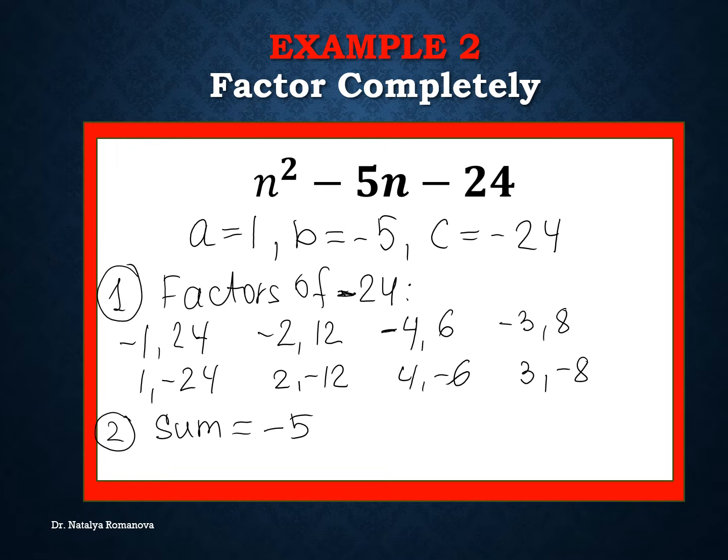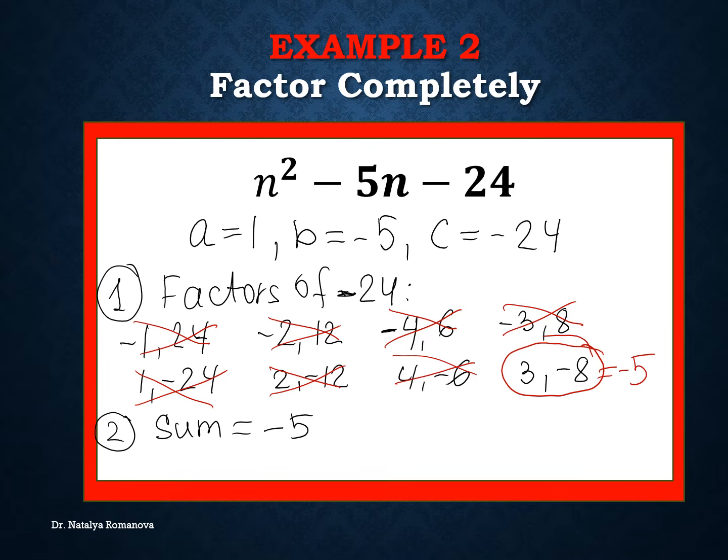We analyze. So negative 1 plus 24, it is 23. 1 negative 24, it is negative 23. Negative 2 plus 12, it is 10. 2 negative 12, it is negative 10. Negative 4 plus 6, it is 2, doesn't work. 4 negative 6, it is negative 2. Negative 3 plus 8, it is 5, doesn't work. 3 minus 8 equals negative 5, it is our couple.